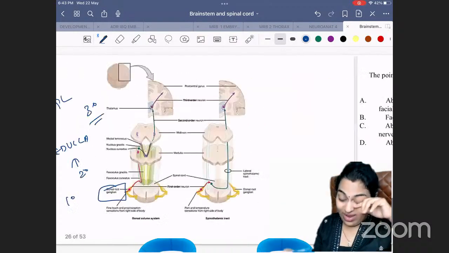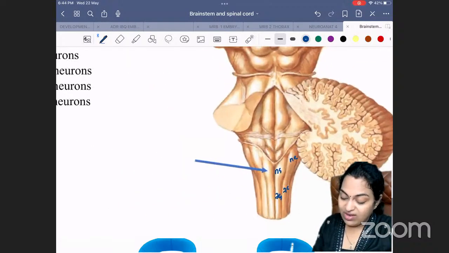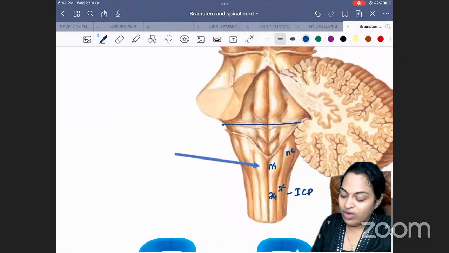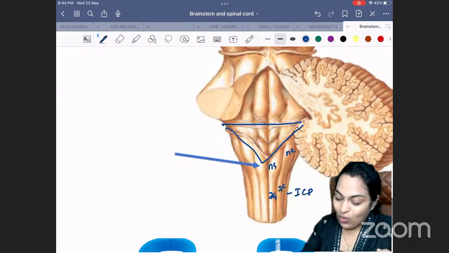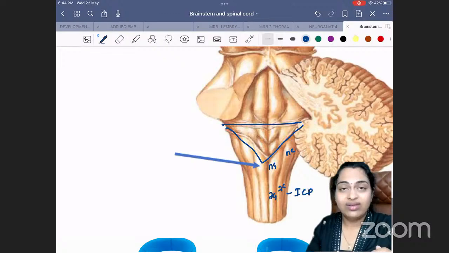Coming to the next bit. So that is your fasciculus gracilis, fasciculus cuneatus. And just lateral to it, this is the inferior cerebellar peduncle. And here in the lower part, the upper part opens up to form the fourth ventricle. What is that you see here? Fourth ventricle, guys, remember it's an important essay question.